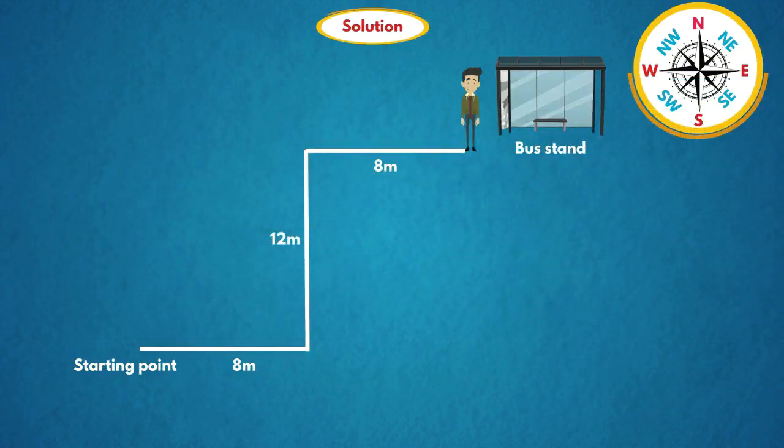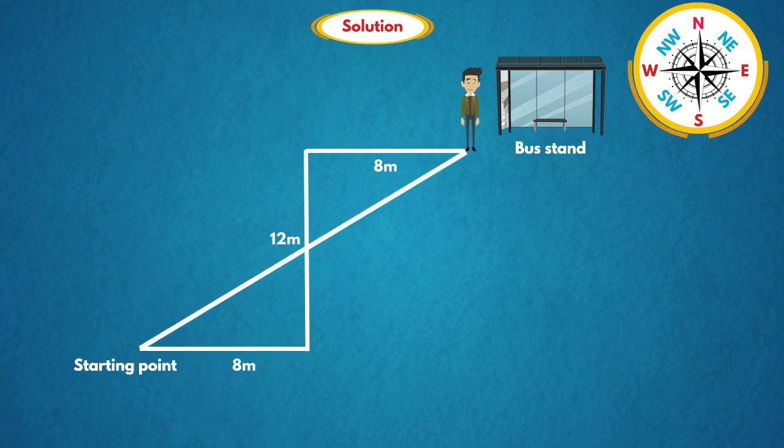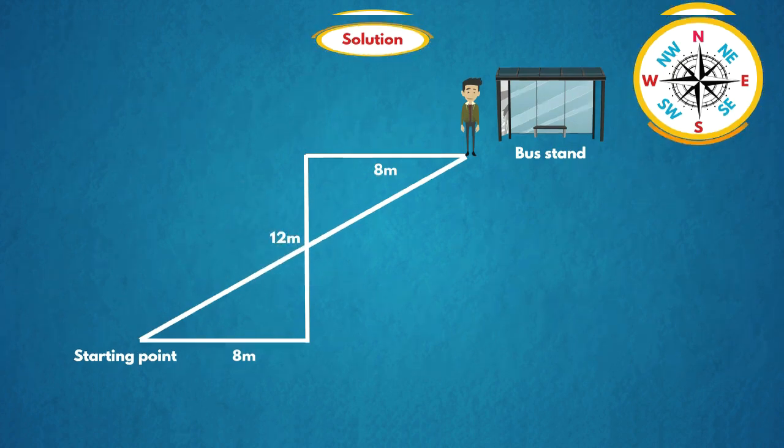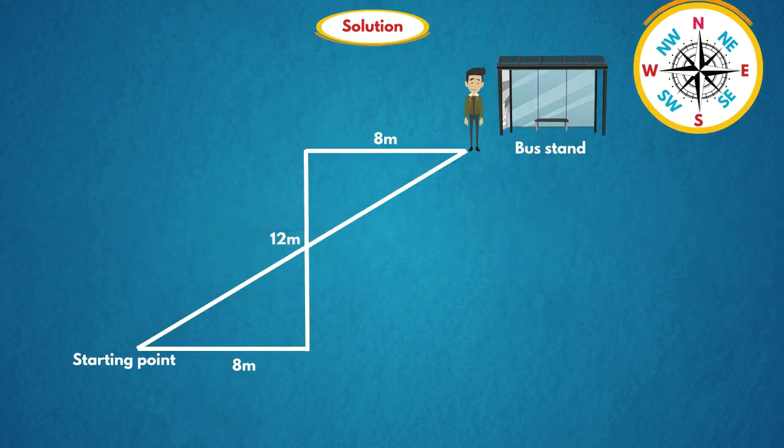Let's see the solution. Here in the diagram, to find the distance between bus stand and starting point, we have to take a straight line from starting point to bus stand and this straight line will pass through the midpoint of 12 meters line. So it can be split into two parts. Then first part is 6 meters and second part is 6 meters.